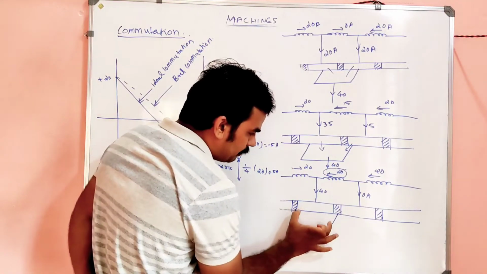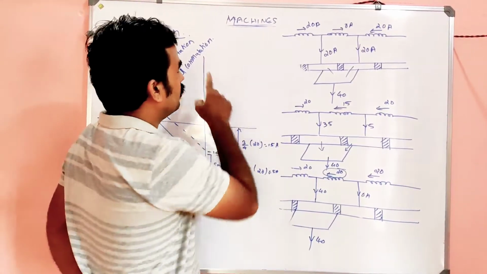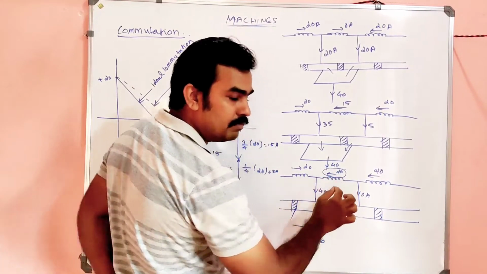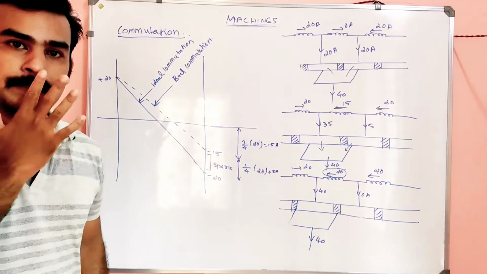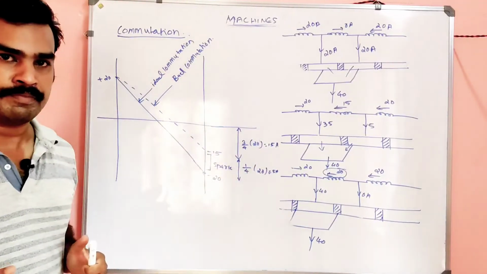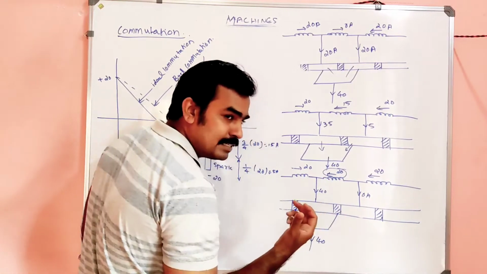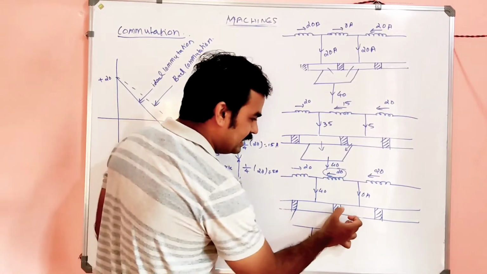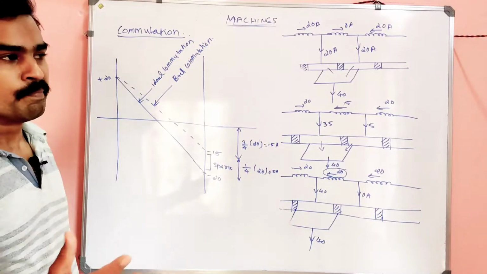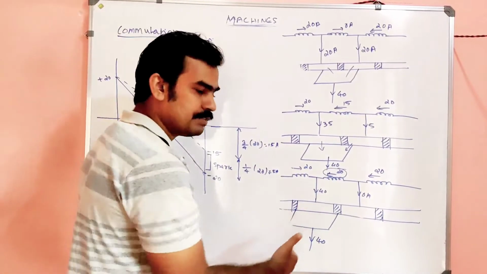Suppose even in this condition, it is expected that the right side 20 and left side minus 20 will completely happen. This is our expectation. This is the case of ideal commutation. What happens? Even though this is not a perfect insulator, it is assumed to be a very good insulator. Mica insulation is there between the commutator segments, and we are using carbon brushes.